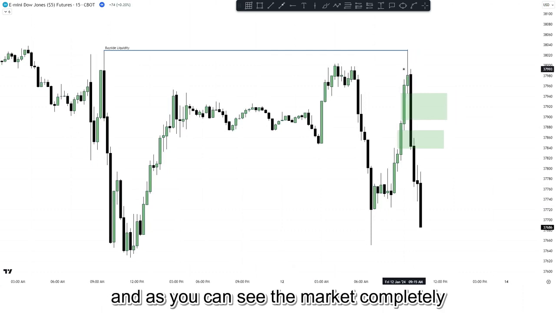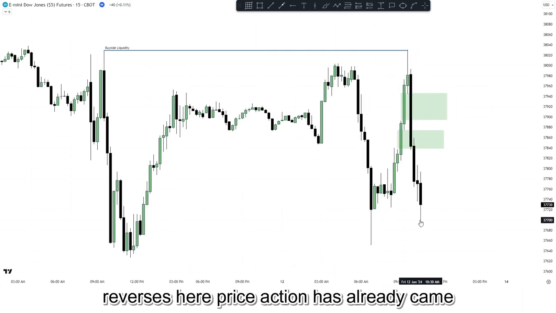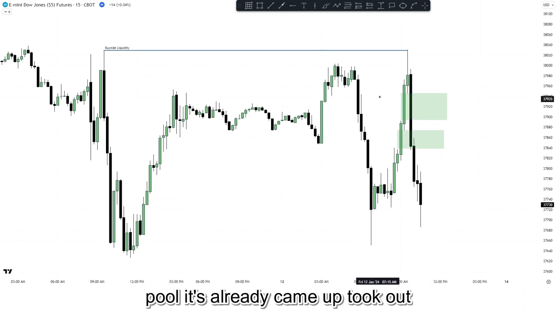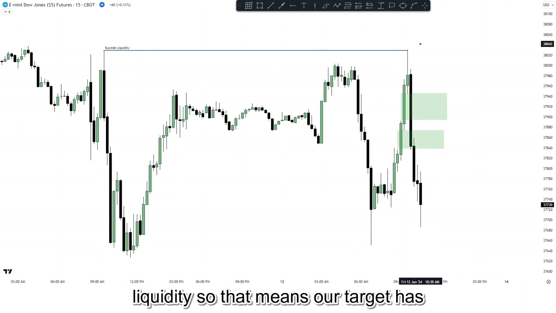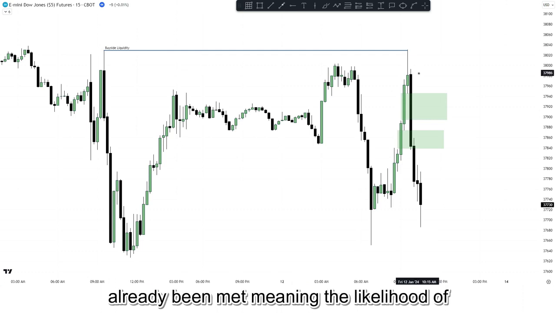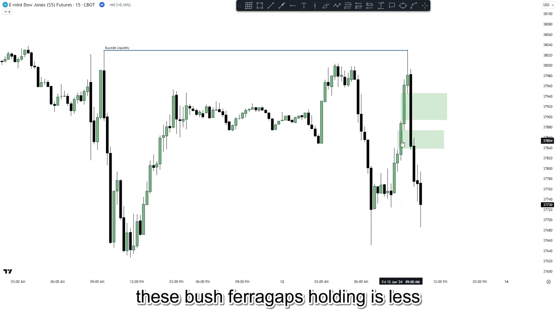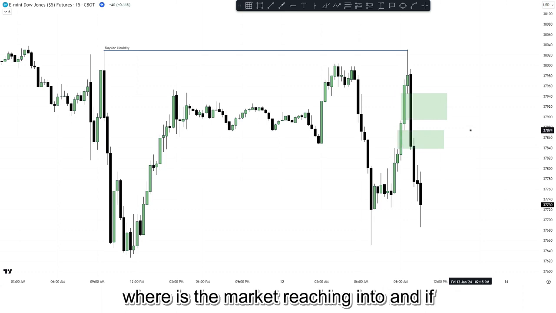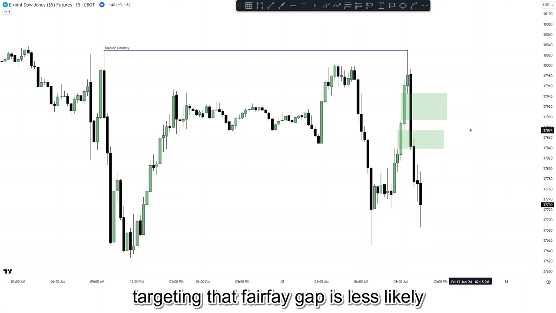And as you can see, the market completely reverses here. Price action has already come up and taken out this buy side liquidity pool. It's already come up, took out liquidity, so that means our target has already been met, meaning the likelihood of these bullish fair value gaps holding is less likely. So you guys have to be aware of where the market is reaching into. And if price has already met that area of targeting, that fair value gap is less likely to hold.